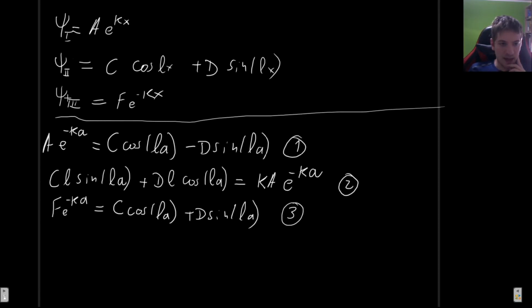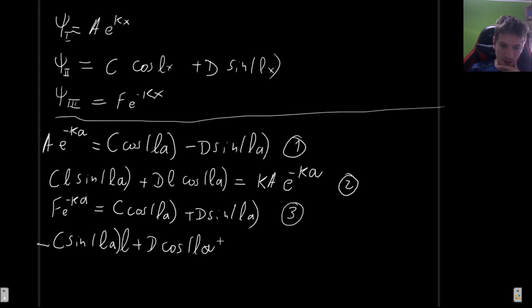And then we have the continuity of the derivative. So let's derive them and make them equal when evaluated at A. So the derivative of this is going to be minus C sine of LA, and there's going to be an L outside, plus D, because of the chain rule, cosine of LA, and also multiplied by L. And this has to be equal to minus K F e to the minus Ka. This is equation number 4.